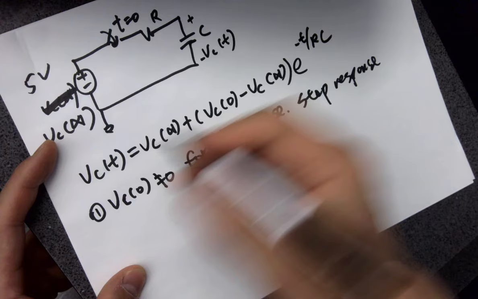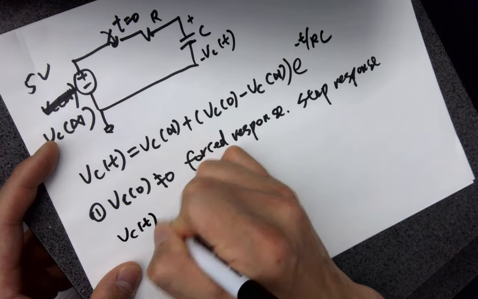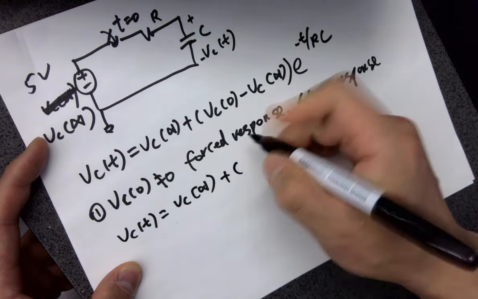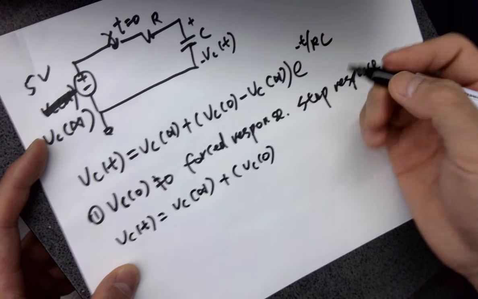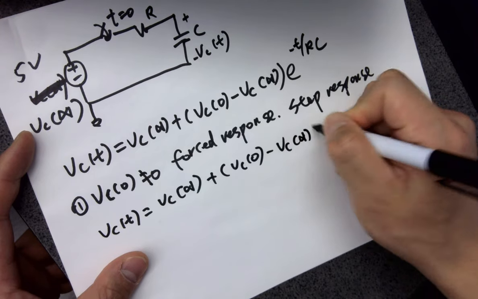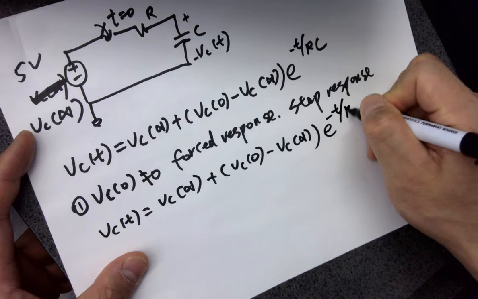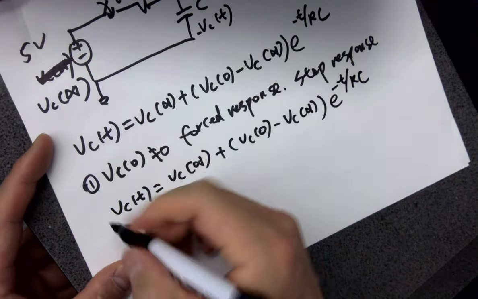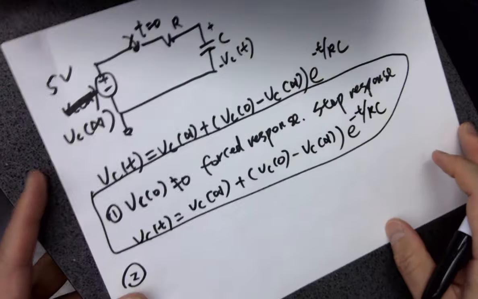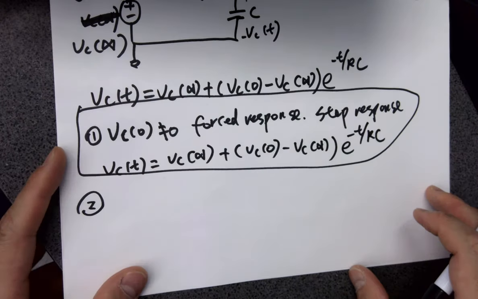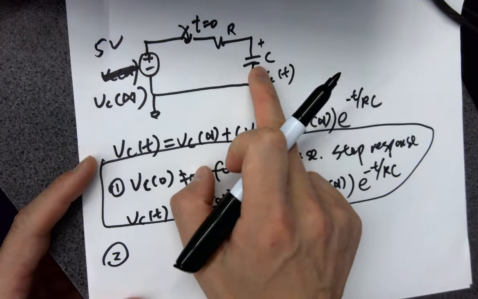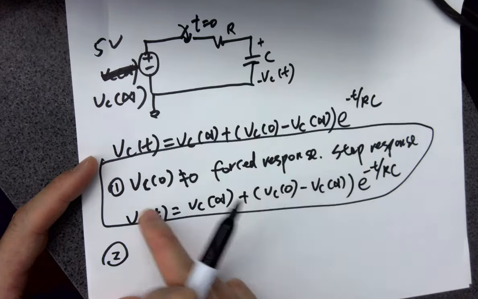You are using exactly the same equation because you have to use all these parameters. VC infinite, which is 5 volts, plus VC zero, which is something stored in there at the very beginning, minus VC infinite. So this is not something we are dealing with for this class. For digital circuits, it has a VC zero at the very beginning.